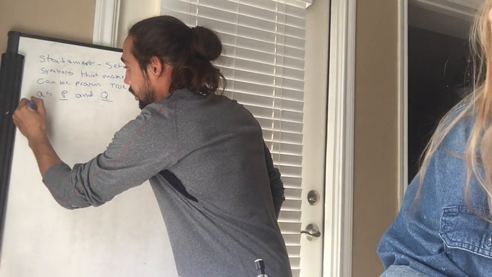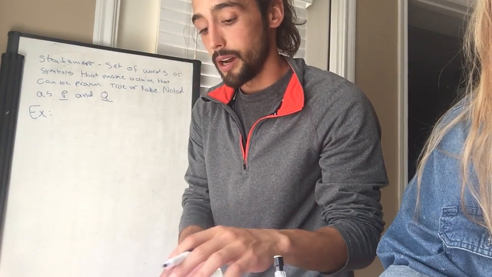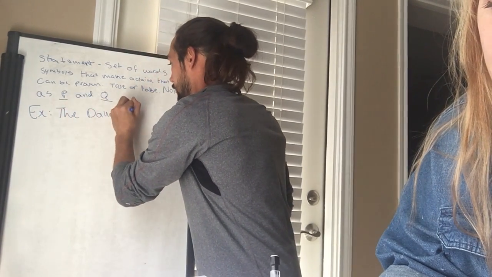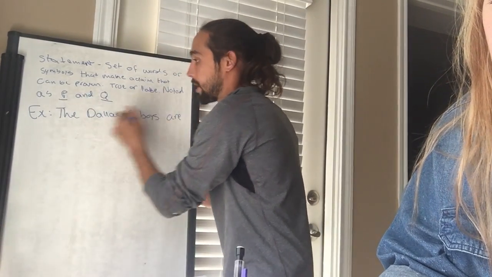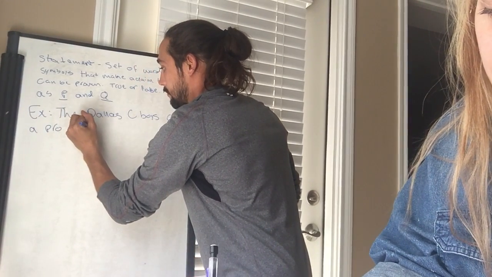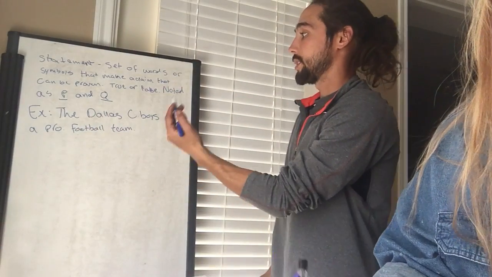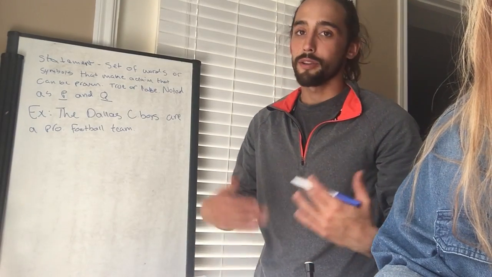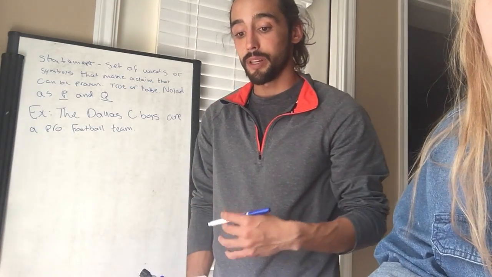Our first example, and you can copy this down in the examples space provided there, is the Dallas Cowboys, Cowboys for short, are a professional football team. And so this is a statement because you can prove that they are in the NFL, have players, their record, stats, and so on and so forth. You can prove these things. And so that is a statement.